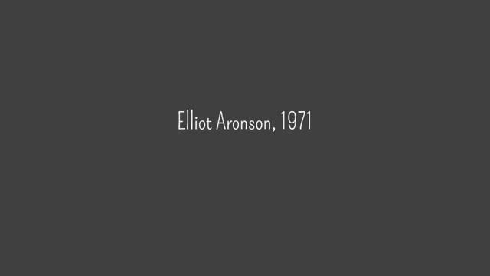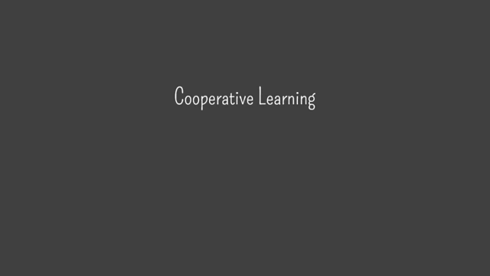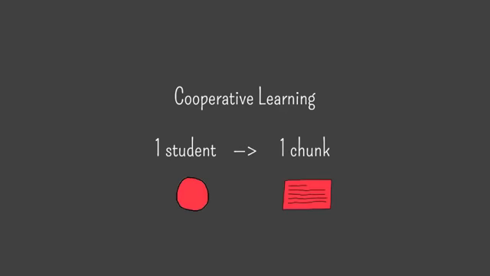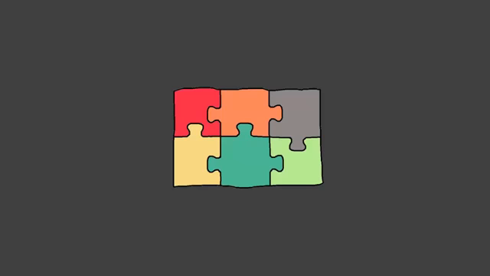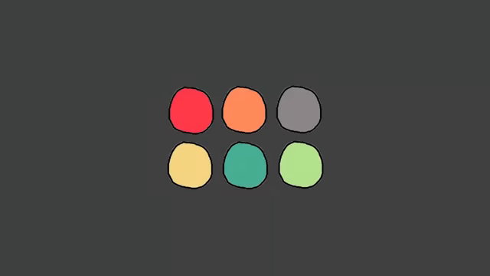Developed by Elliot Aronson in 1971, Jigsaw is a cooperative learning strategy where each student in a group takes responsibility for one chunk of the content, then teaches it to the other group members. Like the pieces of a jigsaw puzzle, students fit their individual chunks together to form a complete body of knowledge.